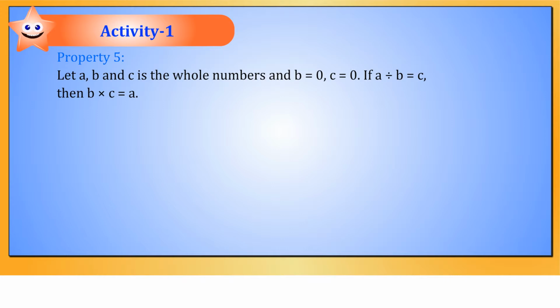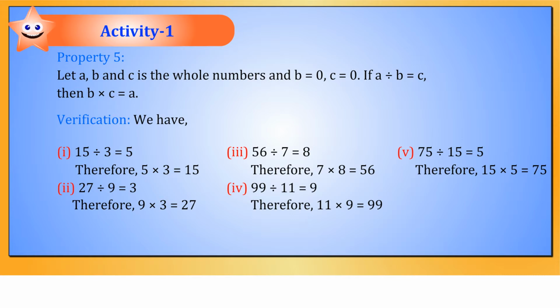Third, 56 divided by 7 equals 8. Therefore 7 into 8 equals 56. Fourth, 99 divided by 11 equals 9. Therefore 11 into 9 equals 99. Fifth, 75 divided by 15 equals 5. Therefore 15 into 5 equals 75.